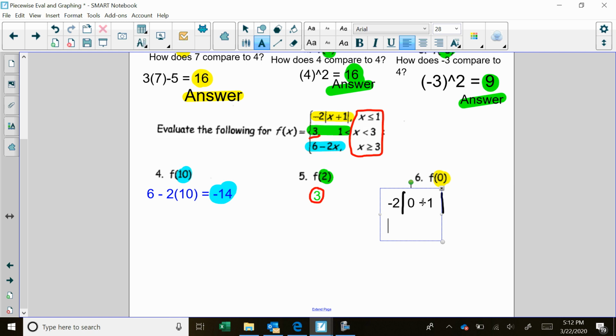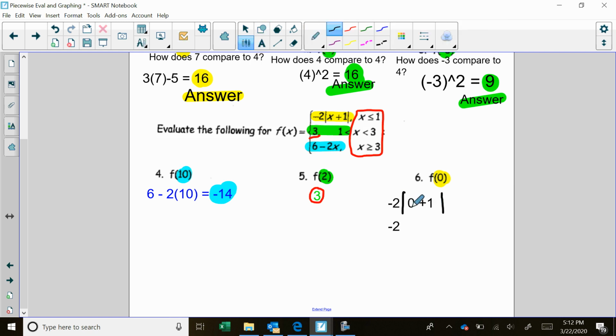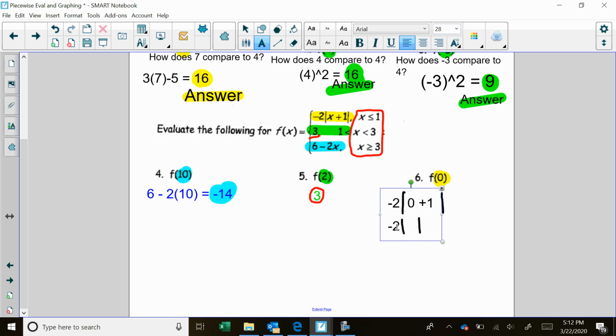So it's going to bring us to -2 times the absolute value of 0 plus 1. Well, that would be 1. And now this becomes, well, what is the absolute value of 1? Well, that will be 1. And so our final evaluation of that is -2.